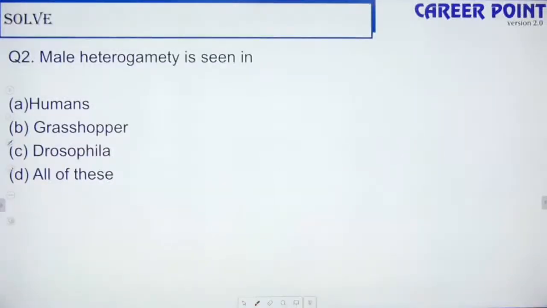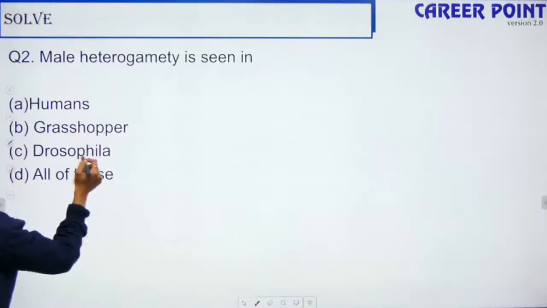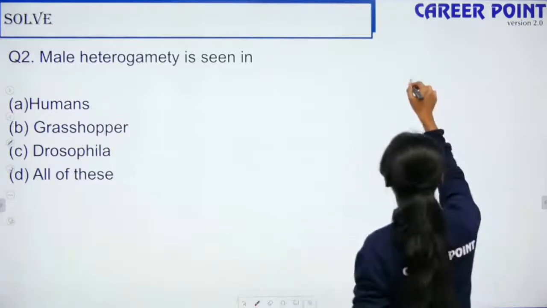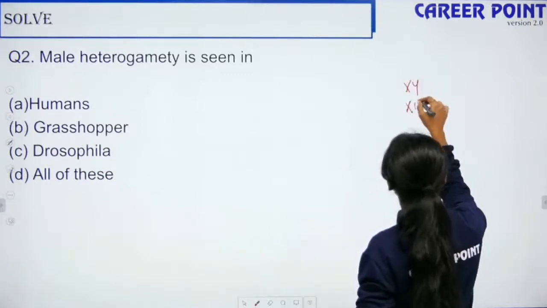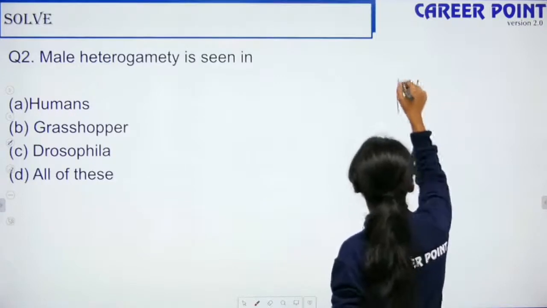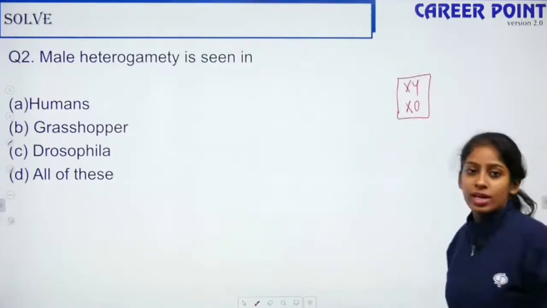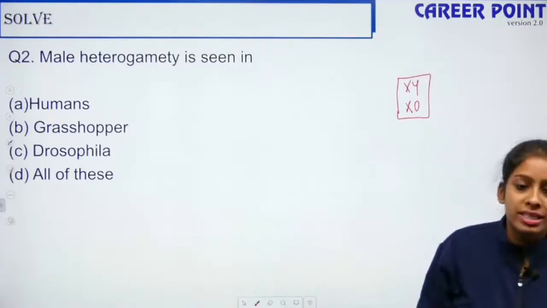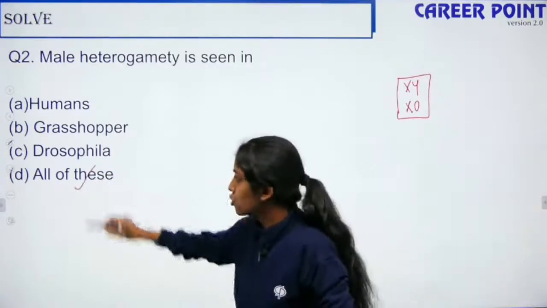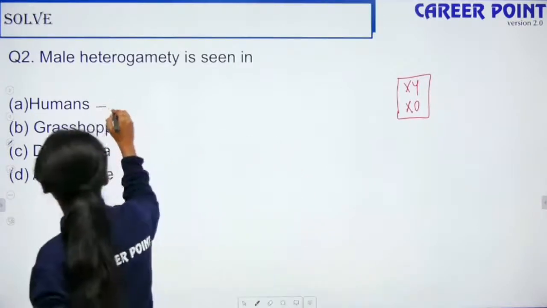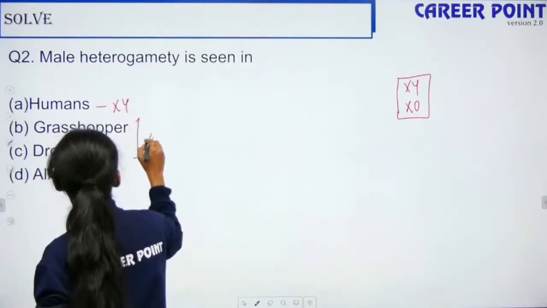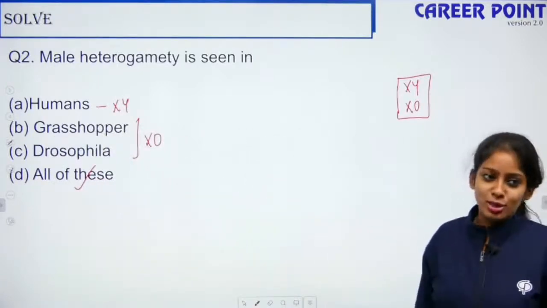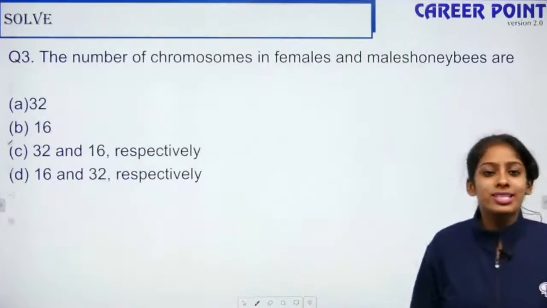Male heterogamety is seen in humans, grasshopper, Drosophila, all of these. So male heterogamety is when the male sex chromosome has a heterozygous condition. Now here the male determines the sex of the offspring. So male heterogamety is seen in all of these. Yes, absolutely right. So in humans, it is XY. In grasshopper and Drosophila, it is XO. Right? Yes. Oh, Shrimpi, this is your favorite answer. Okay. So question number 3.